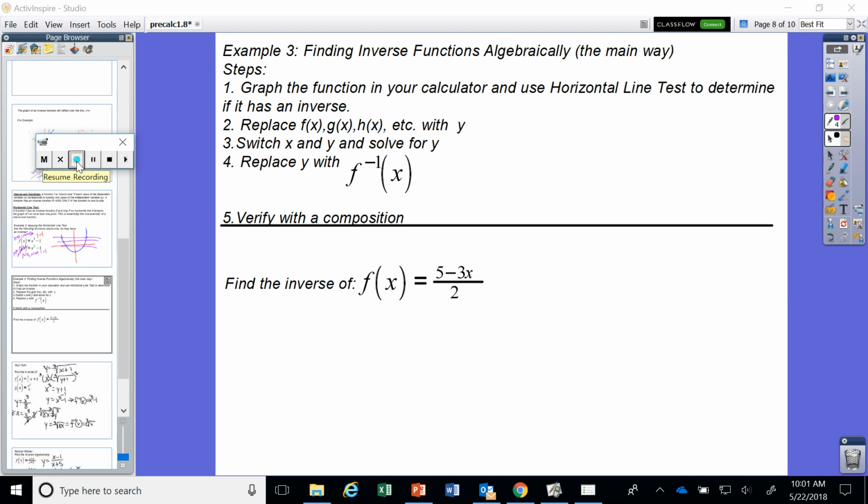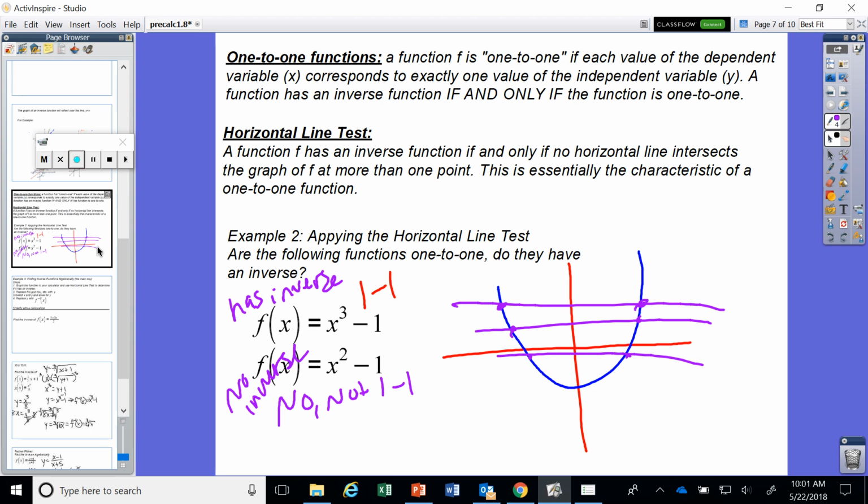All right, guys, so that's going to wrap up the video for our talk about graphing and one-to-one functions. In our next video, we're going to start diving into how to find an inverse function algebraically.